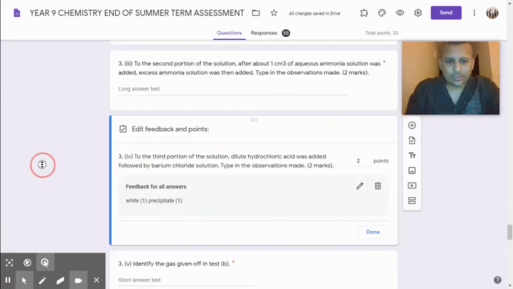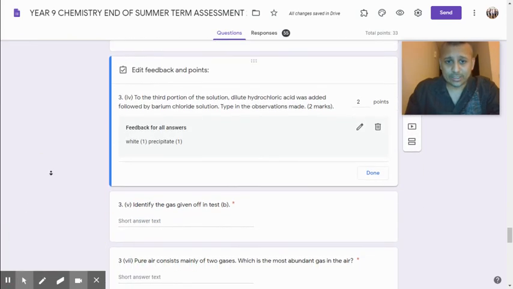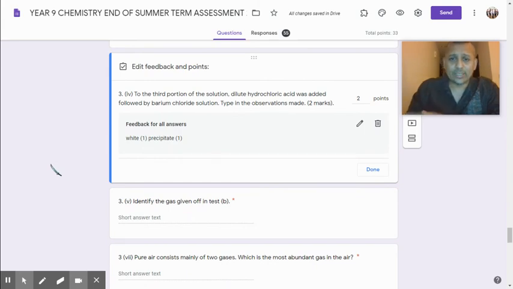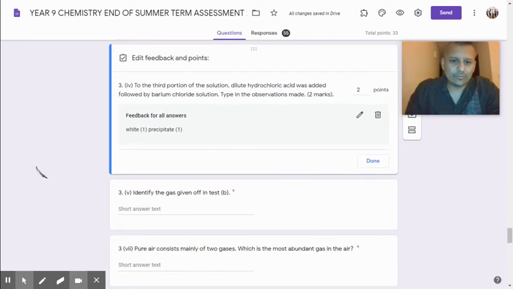Okay, the next question talked about the sulfate test. So you add dilute hydrochloric acid first, because just in case there's a carbonate in there, which could actually trigger off a false reading. And then you have barium chloride added after that. So a white precipitate is actually what you're looking out for.